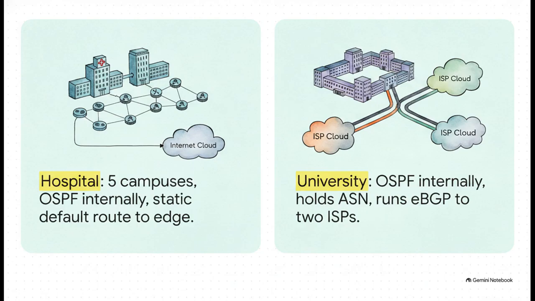Imagine a hospital network with 5 campuses. They can route all their internal traffic beautifully just using OSPF. At their network edge, they just use a simple static default route pointing out to their ISP. Easy. But compare that to a large university.